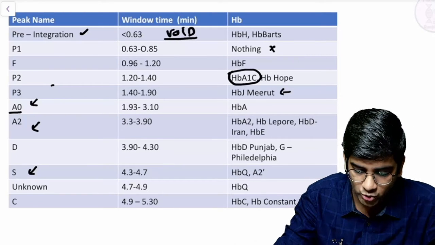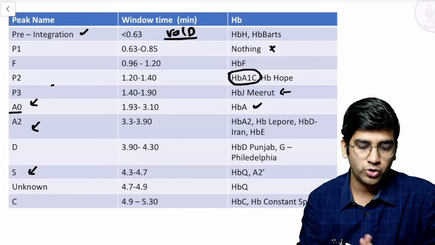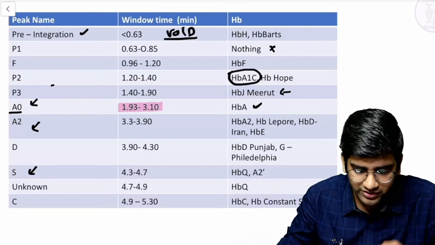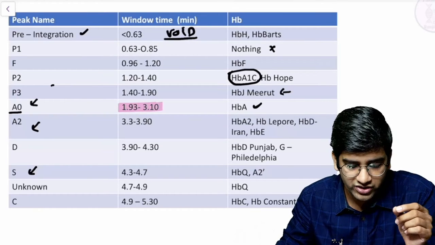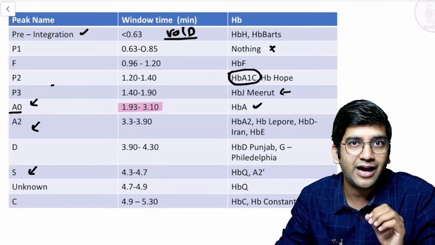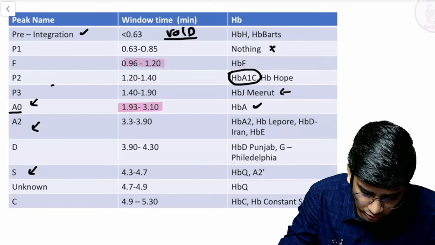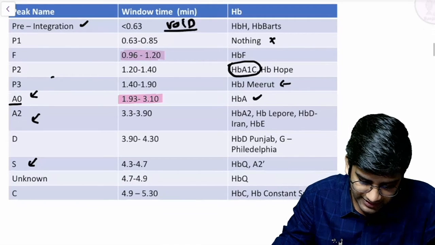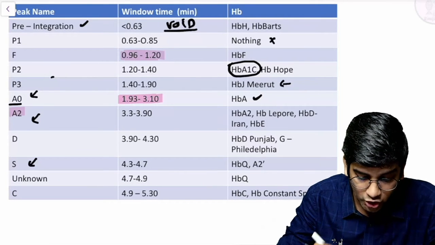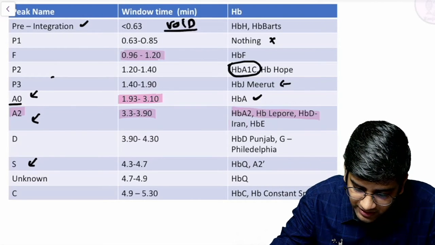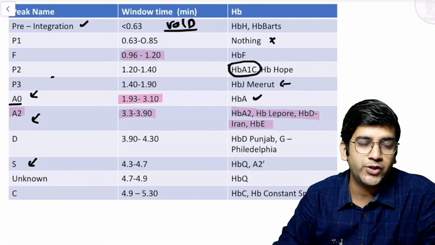A0 window. Please know this. This I want my postgraduate to know at least. Like I said, I want three things for my postgraduate to know. The retention window of 1.93 minute to 3.10 minute is for hemoglobin A, adult hemoglobin. F, I want you guys to know. 0.96 to 1.2 is for hemoglobin F. Then I want you to know A2 as well. A2 has 3.3 to 3.9. And all these guys will elute only in the A2 window.